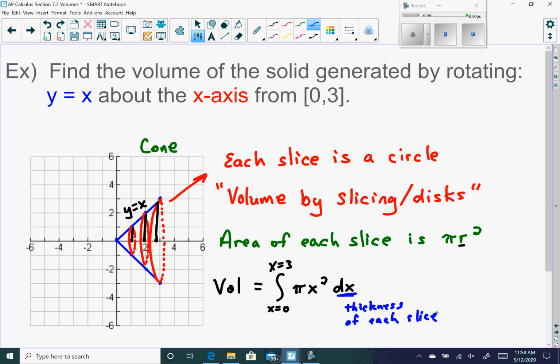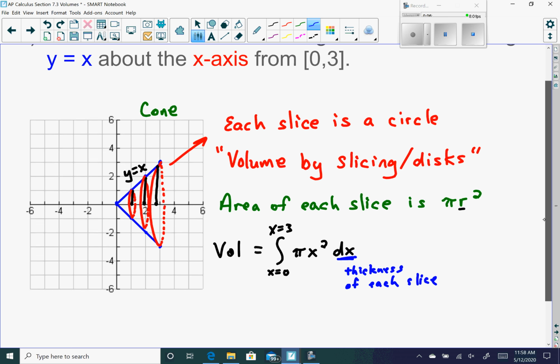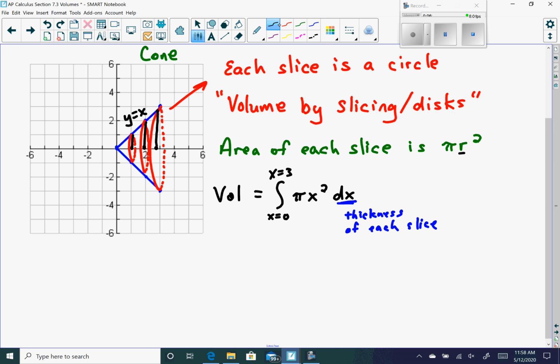Think of the thickness of a dime, a nickel, a quarter. If we were to stack those up, that would be the thickness of each slice, and then each slice would be the coin itself. So just to finish this using calculus, we could take the pi out in front and say the integral from 0 to 3 of x squared dx. One thing you will notice with these is the integrals are a lot simpler than what we've been working with for areas in the past. So the actual calculus by hand isn't going to be that crazy.